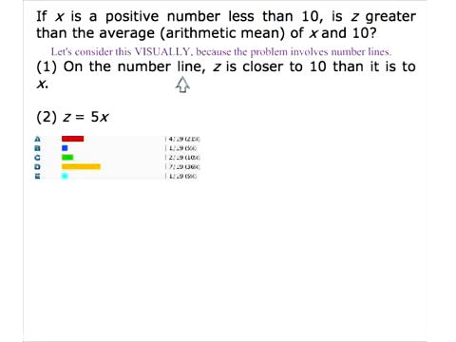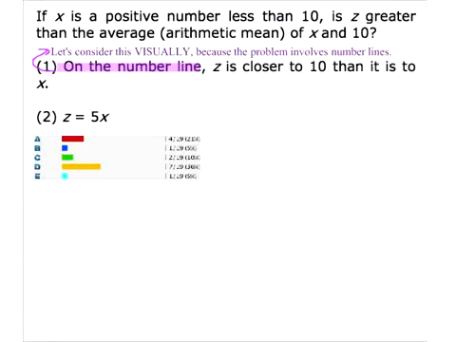But we've got a number line here. Because the problem involves a number line, it's a good idea to take an overall visual-based approach to the first part of the problem. So there's a takeaway here.